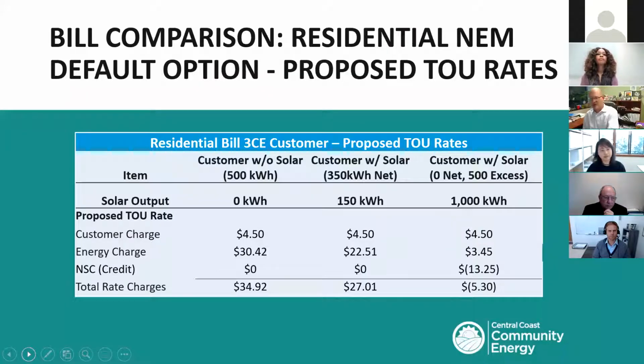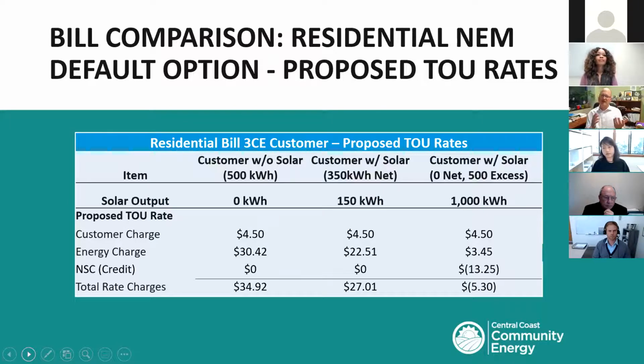So let's look at a few examples here. What we've got is the proposed time of use rate, looking at a residential net metering customer under the default option that we talked about before, the default option being the time of use rate. So we're looking at 3 different scenarios: a customer with no solar, a customer with some solar, and a customer with lots of solar. The solar output varies from 0 to 150 kilowatt hours a month to 1,000 kilowatt hours.